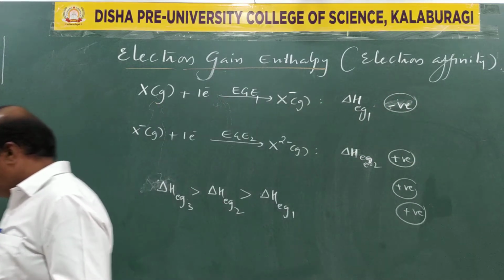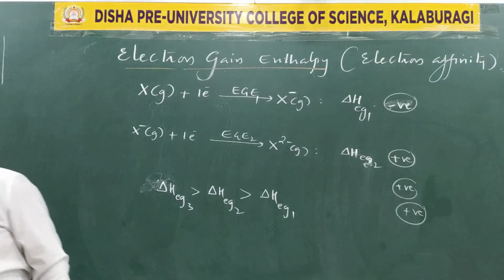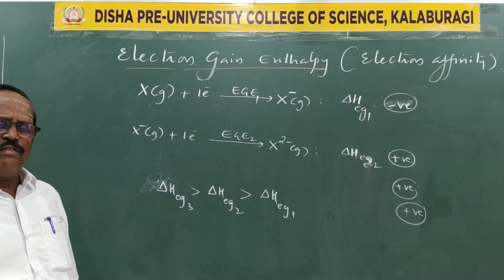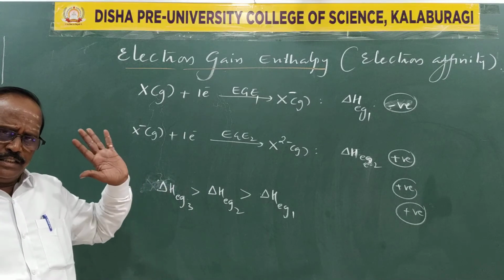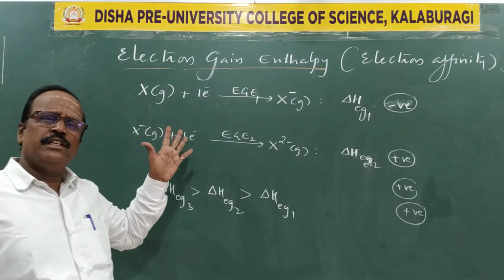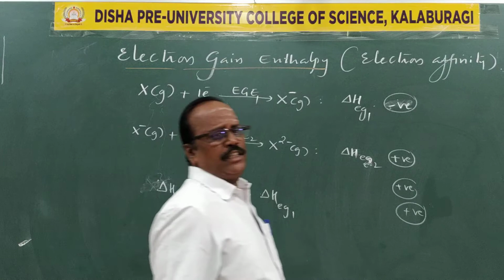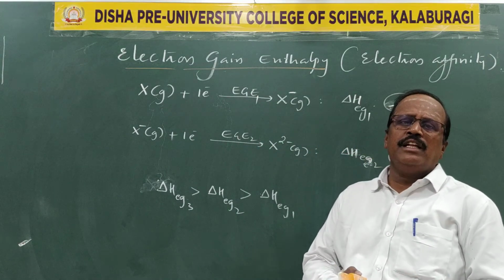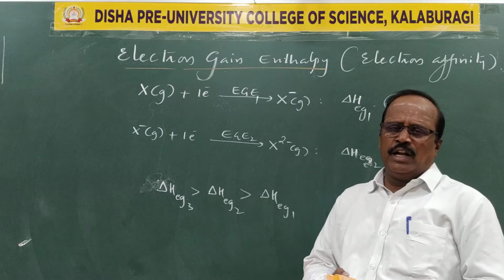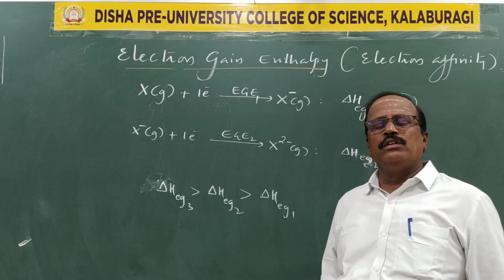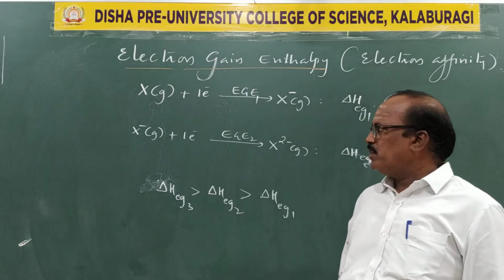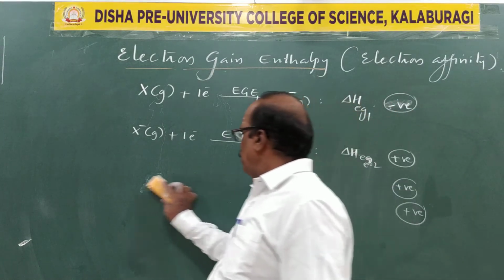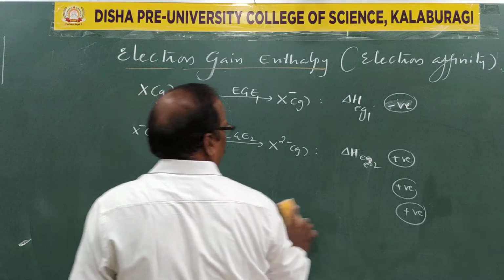Now we shall focus on how this varies along the group and across the period. In fact, it represents the non-metallic character. Generally, non-metals have a tendency to take electrons, and metals are the ones which try to give electrons. Now we shall see the variation of electron gain enthalpy down the group and along the period.